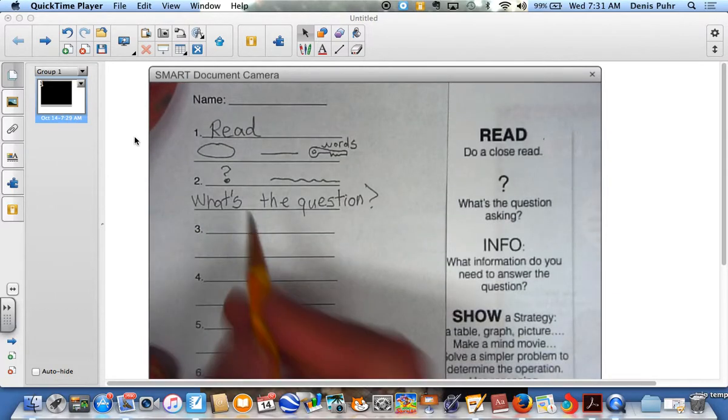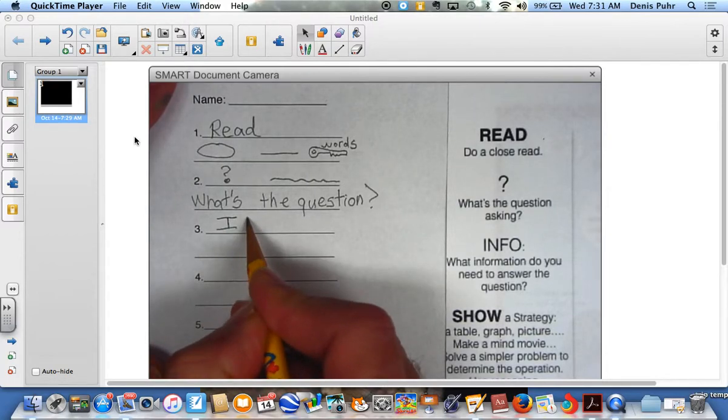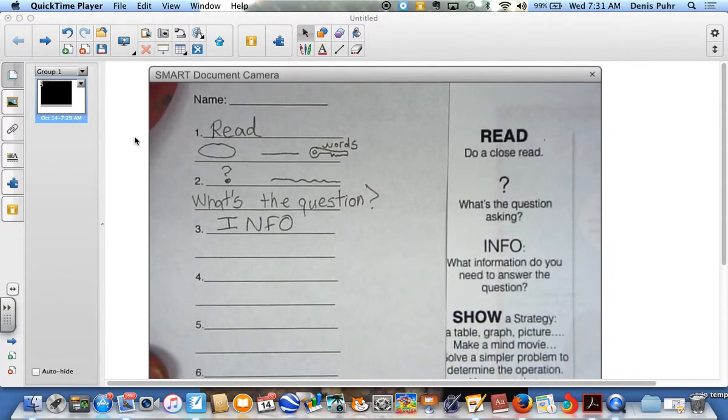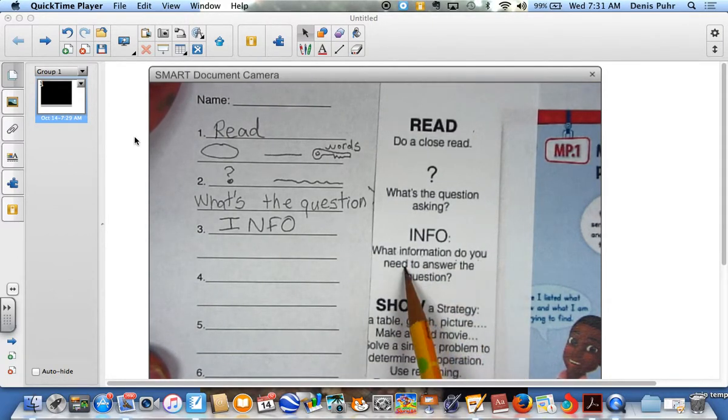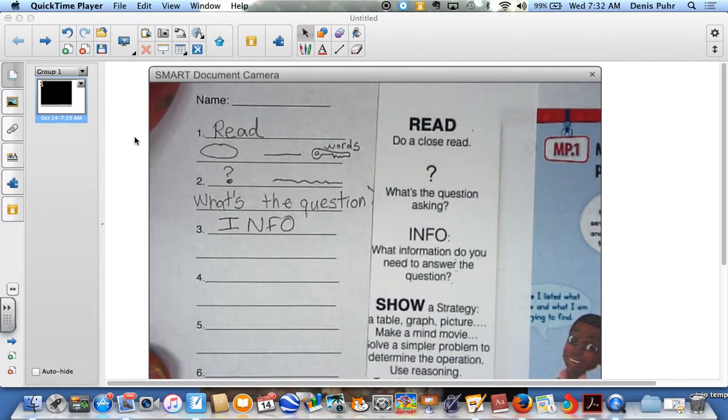Step 3, capital letters, info. So what information do you need to answer the question? So you have to go back to the question. Be careful, sometimes they give you too much information. Make sure you only pick out the information you need to answer the question.